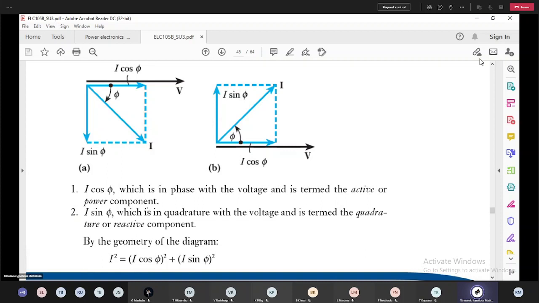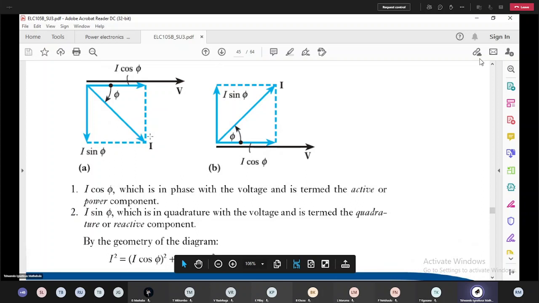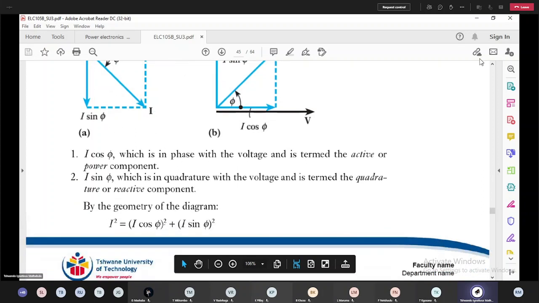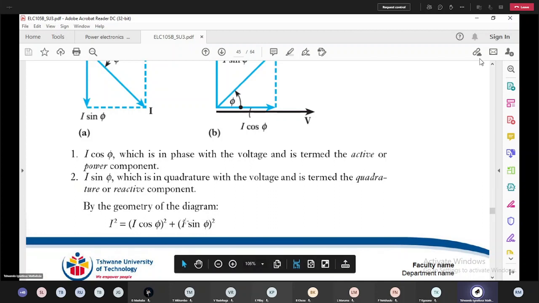So obviously, if you look at them the way they are, you can see that this current, I, is simply I cosine of phi squared plus I sine phi squared. And you know that cosine of phi squared plus sine of phi squared would give you simply 1. So that would all work out essentially to I squared.